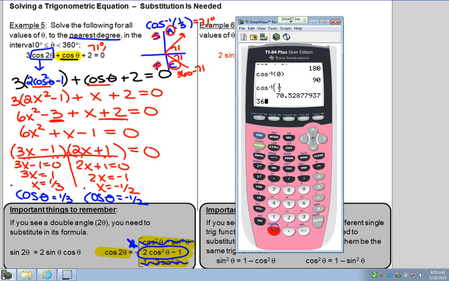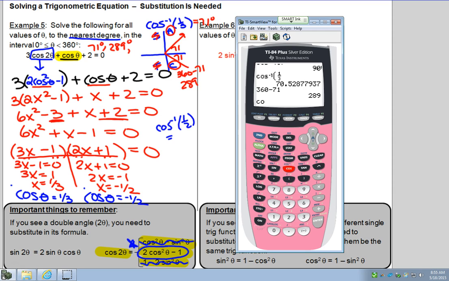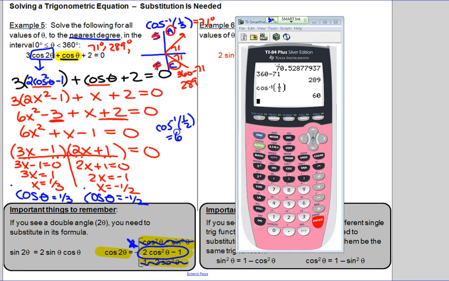I'm going to subtract that, and 289 would be the other answer. Okay, now I'm also missing the other answer. I have to do cosine inverse of negative a half. So remember, I'm going to do cosine inverse of positive a half, and I get 60. That one came out to be a good value, which I like.